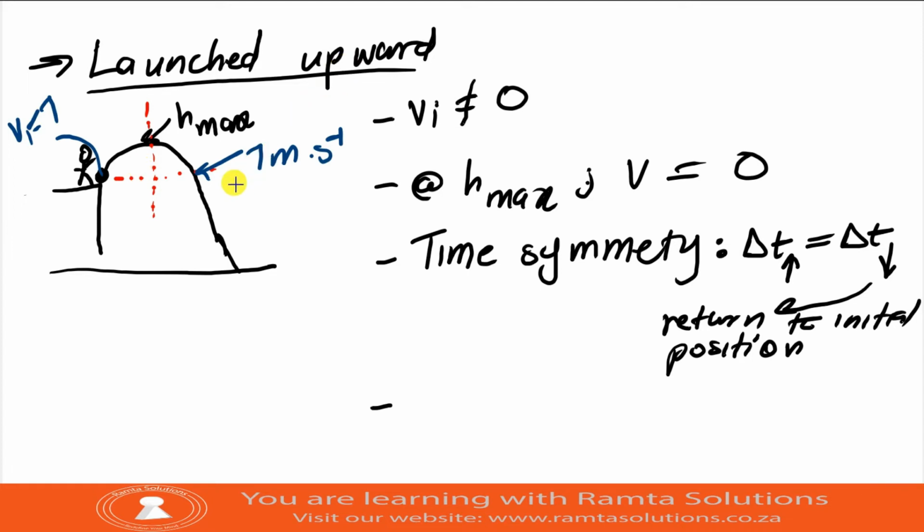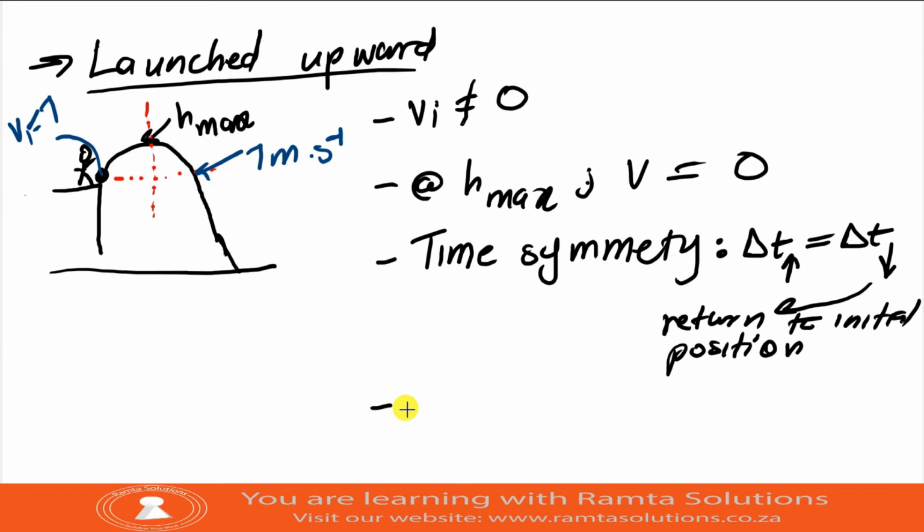We have velocity versus time graph, acceleration versus time graph, and position versus time graph. I will drop a link in the description. Okay, so these are the things that you need to know.